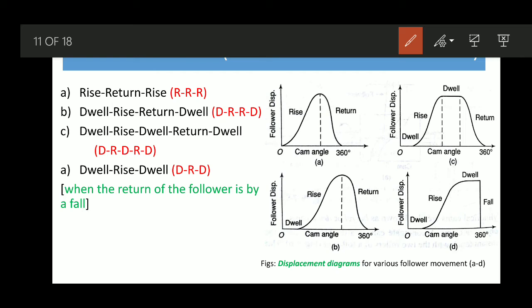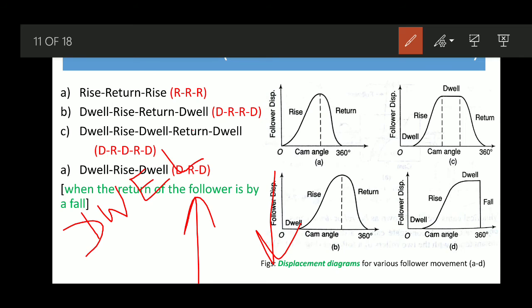Based on that, later on we'll discuss there are different strokes, rise stroke, return stroke, etc. In the rise stroke, the follower moves up based on the shape of the cam, and in the return stroke the follower moves down. And as you have seen from some of the previous examples, sometimes the follower remains stationary. So there is another stroke known as the dwell.